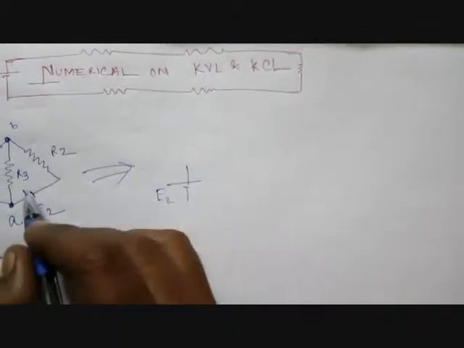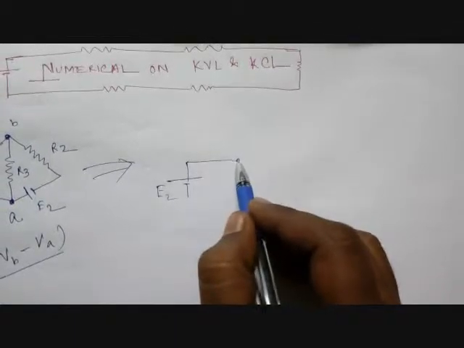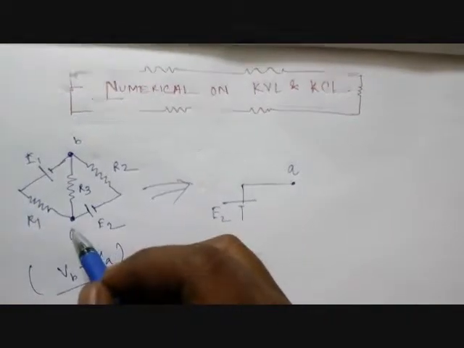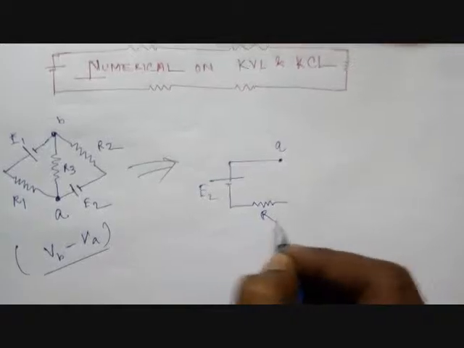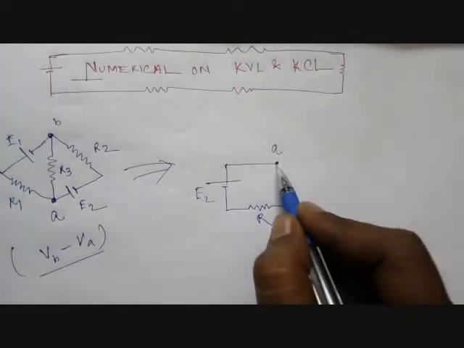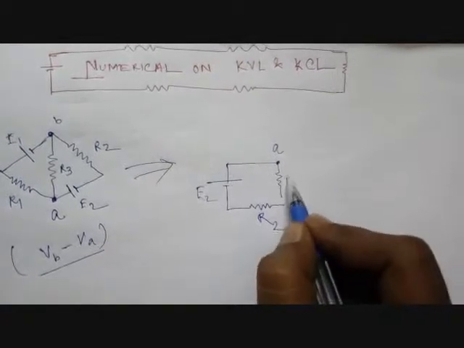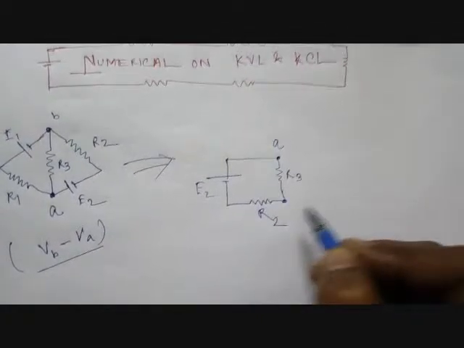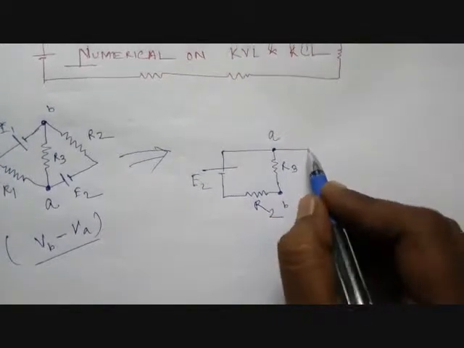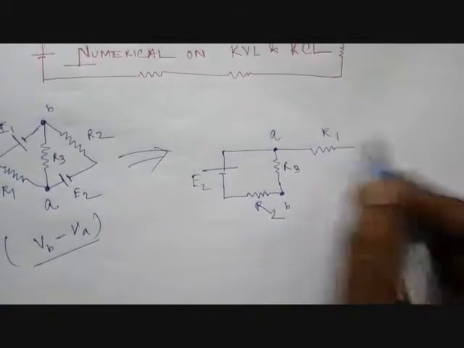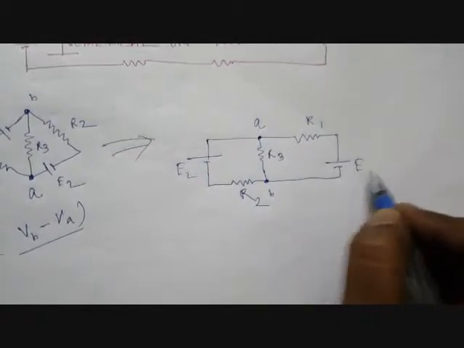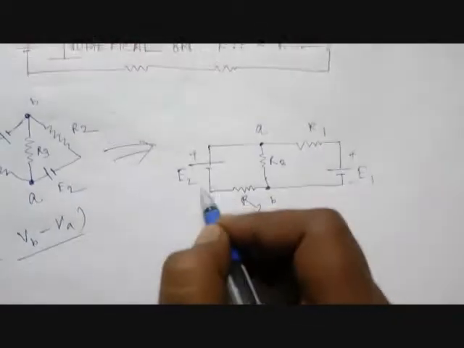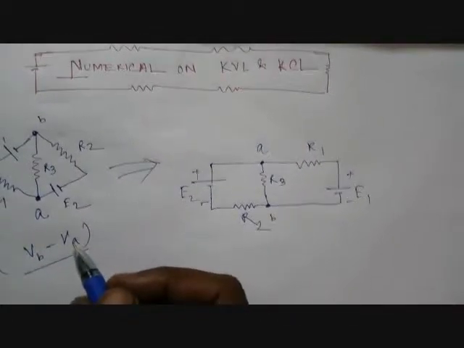The first one will be E2, we start with that one, then we have a junction A. At the negative terminal we add resistance R2, and from A to R2 we have another resistance which is R3, and that terminal is B, and at last we have R1 and E1, with plus and minus terminals.